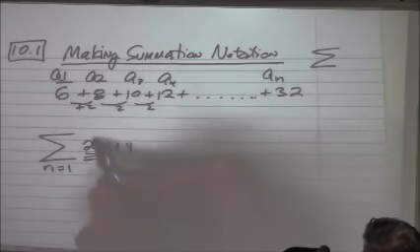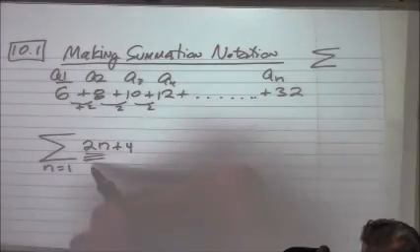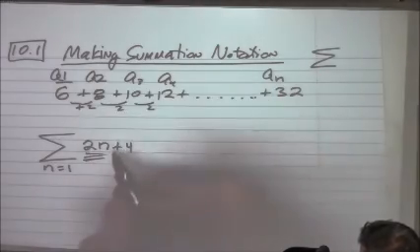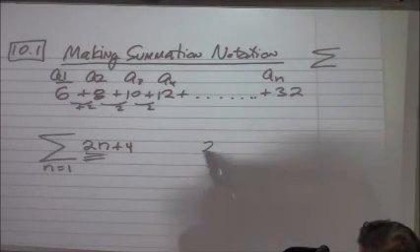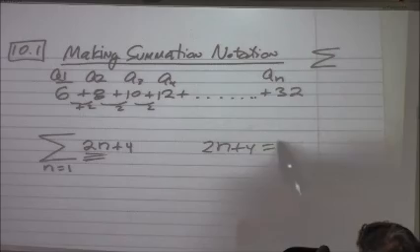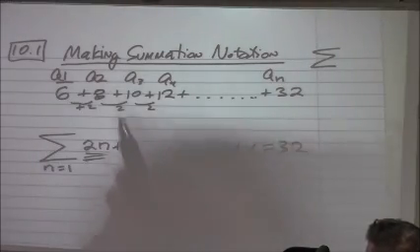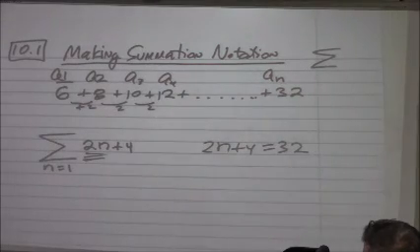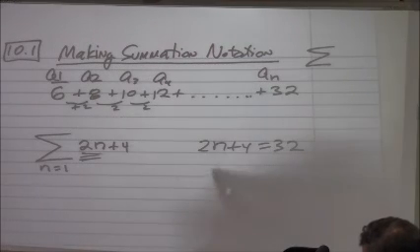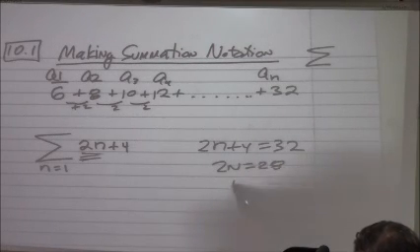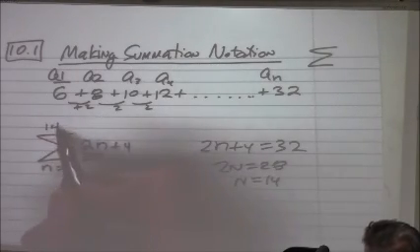So if 2n plus 4 is equal to 6 for the first term, 2n plus 4 is 8 for the second term, 2n plus 4 is 10 for the third, I can do a little equation here. 2n plus 4 is equal to 32. 2n plus 4 equals 6 gave me 1. 2n plus 4 equals 8 gives me 2. 2n plus 4 equals 32 should give me whatever n is. So 2n equals 28, n is equal to 14, and that's what's going to go up here. That's the 14th term.